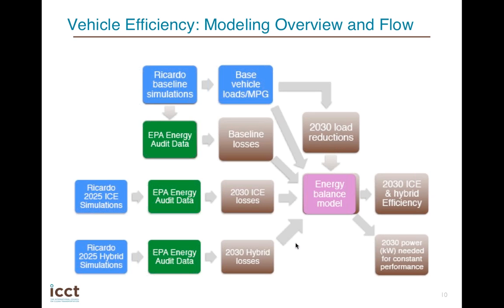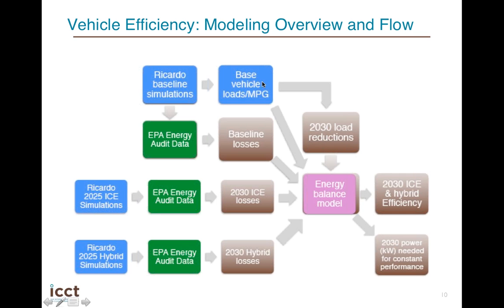And then on the flow chart here, these all feed into the baseline losses from the baseline data. And then there's also a 2025 case, which fed into 2030. For our mid-range assumptions, we took the Ricardo 2025 simulations and applied them to 2030, under the assumption that it would take until 2030 for these technologies to be spread across all vehicles. And then Ricardo also did hybrid simulations, which fed into 2030 hybrid losses.